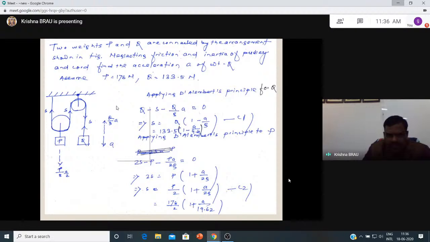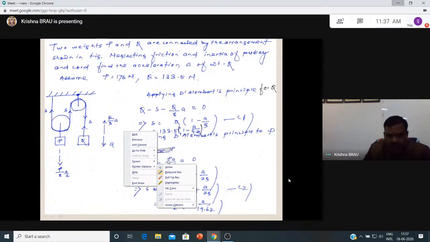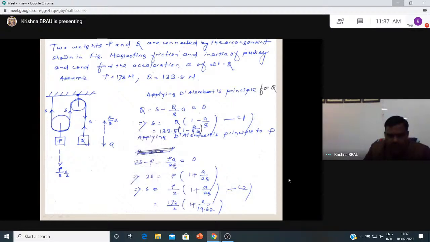So now let us see here. This is the acceleration direction. Opposite to that we are applying the inertia force, that is Q by g into A. Q is given, that is the weight of this mass, into acceleration A. The tension in the cable is T.